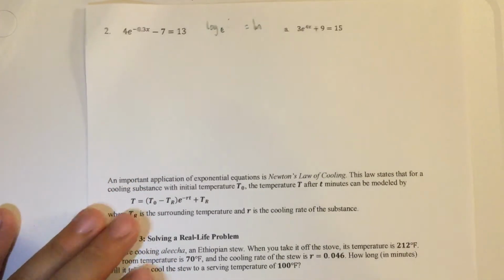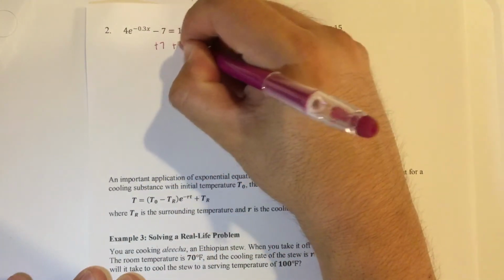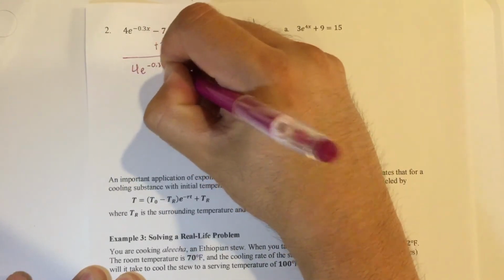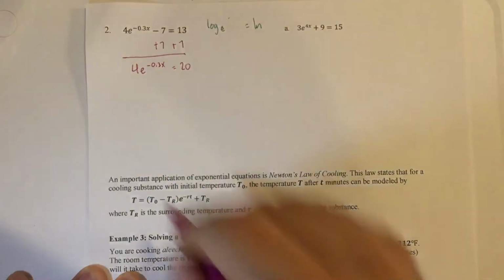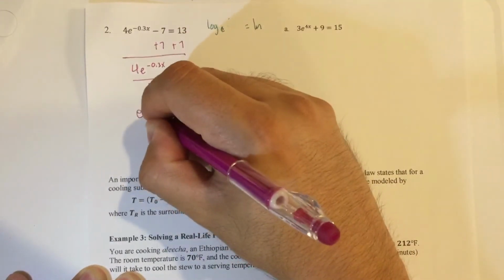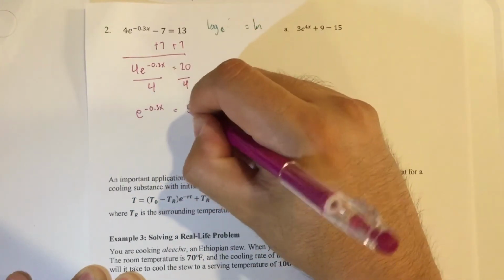So first thing I do is addition or subtraction. I see a -7, so I'm going to add 7 to both sides. So 4e to the negative 0.3x is equal to 20. We're going to divide both sides by 4. So e to the negative 0.3x is equal to 20 divided by 4, which is 5.